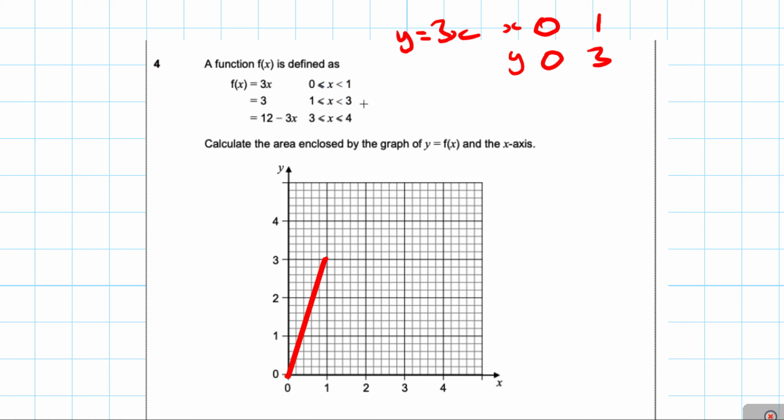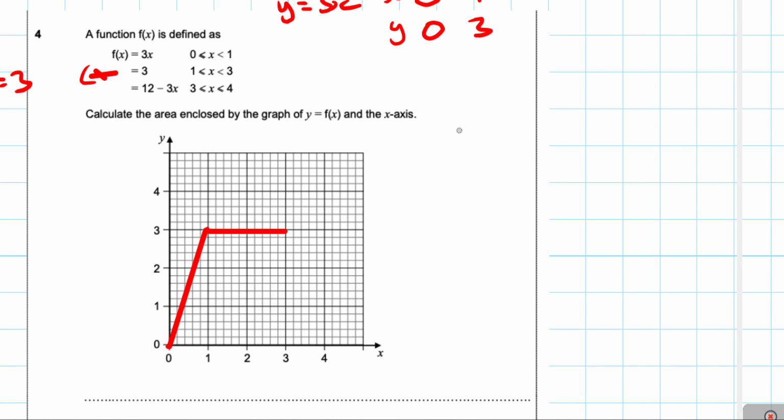Then it says between 1 and 3 that f of x is equal to 3. So for this one, that is the same as saying y is equal to 3. So between 1 and 3, we can just put that in, and there's our answer. And then the next one says that it's 12 minus 3x, between x is 3 and x is 4. So again, we can do a similar idea here, 12 minus 3x. We can do our x values and our y values for our domain that we're interested in.